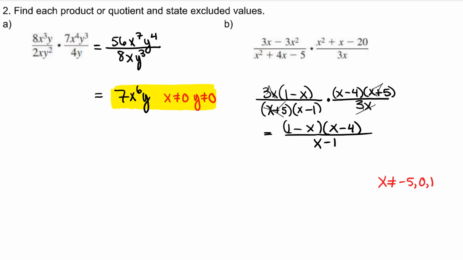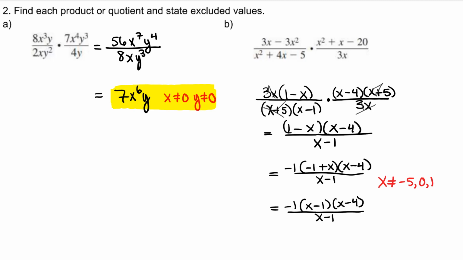You may think you're done reducing here, but 1 minus x divided by x minus 1 can be simplified further. What we can do is factor out a negative, which will change the signs of 1 and negative x. If it helps, you could rewrite that factor in standard form.